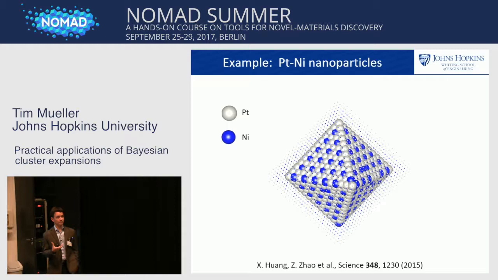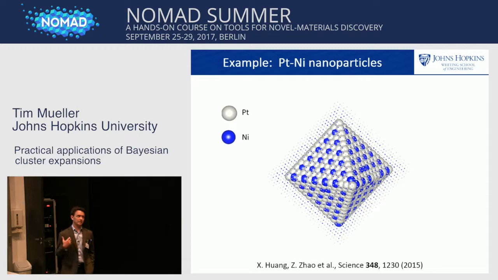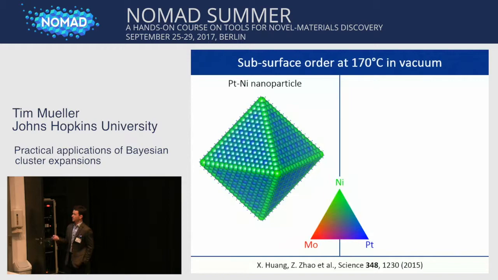So the question then, of course, becomes, well, what happens? What does molybdenum do? When I just put a small amount of molybdenum, how does that help anything? So this is, now looking at the second layer of just a pure platinum nickel nanoparticle, the average occupancy at the temperature at which they annealed these particles. So green is nickel, which mostly shows up along the edges here. There's no molybdenum here, and the blue is platinum.